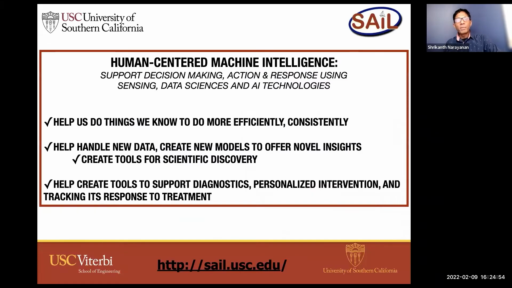So in general, when I think about human-centered machine intelligence, it's basically to support decision-making, either an action or response, using this combination of sensing, data sciences, and AI technologies. At the very least, it helps us do things more efficiently and consistently. People know how to do these things, but we can provide cost effectiveness and scale. But the other exciting possibility is the ability for discovery, to offer novel insights by using these methodologies.